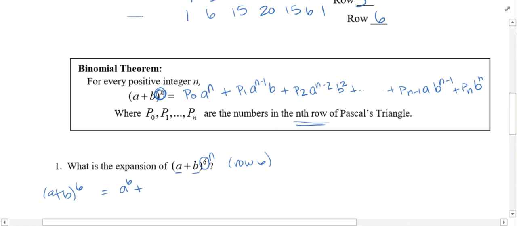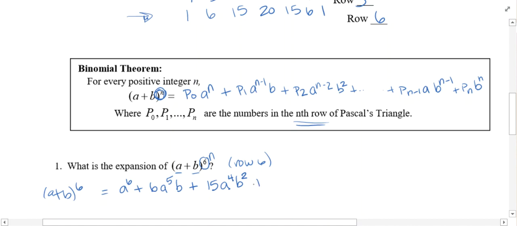The next coefficient for this row, we had the 1, now we're at 6, so we're going to have 6 a to the 5th and b to the what power? It's got to be a 1 because my exponents have to add to 6. Okay, plus, the next number in the Pascal's triangle is going to be 15. We have a to the 4th, b squared.